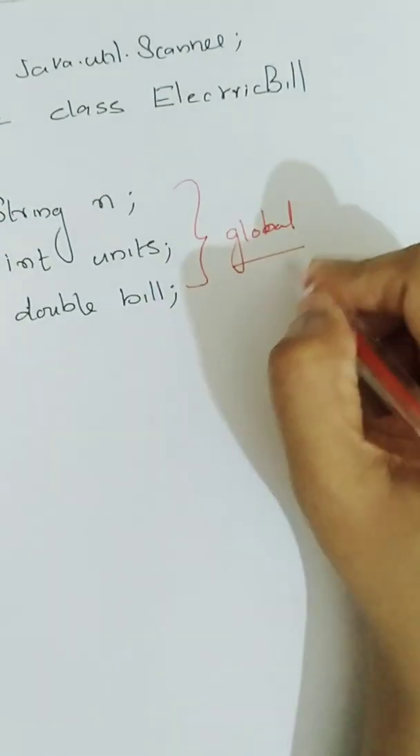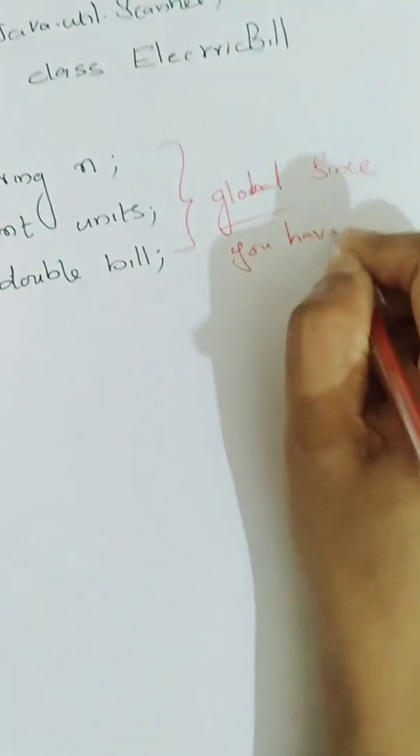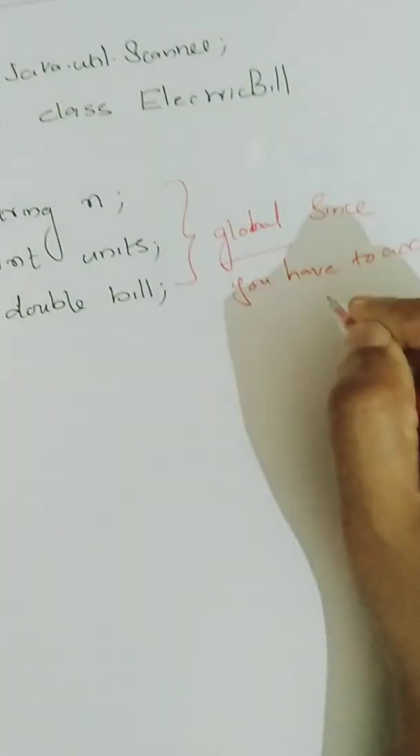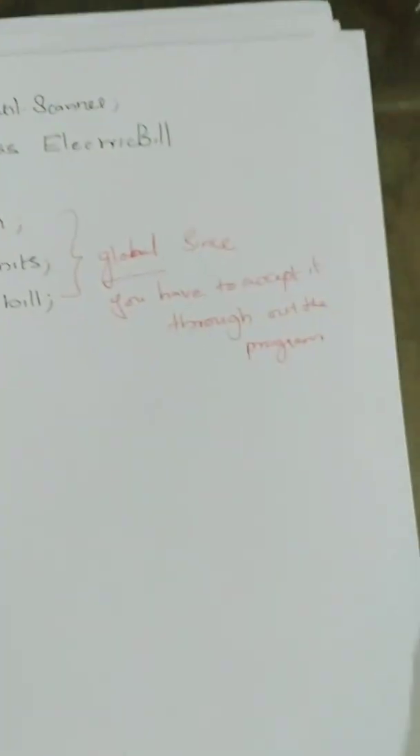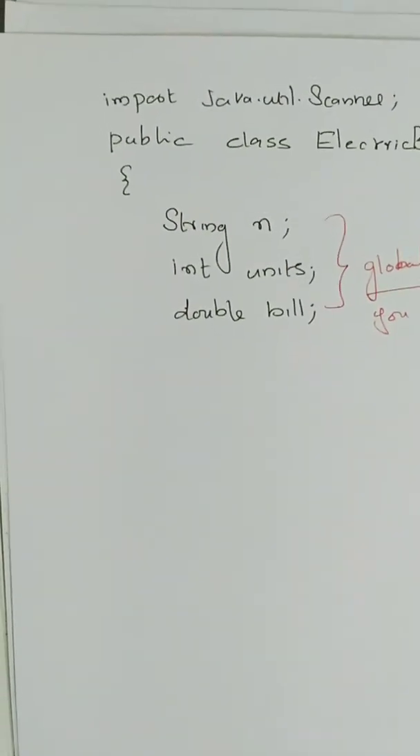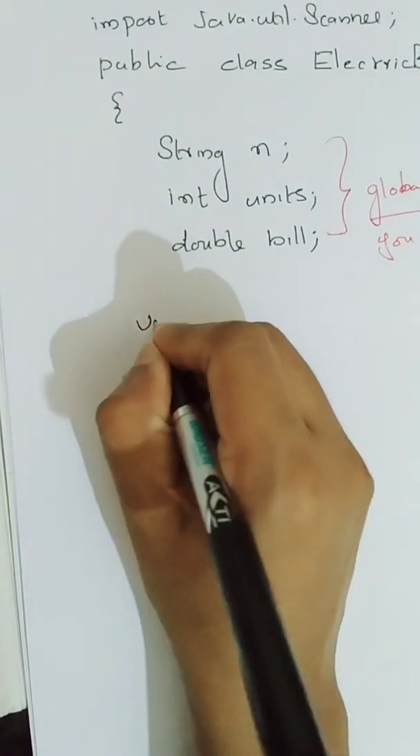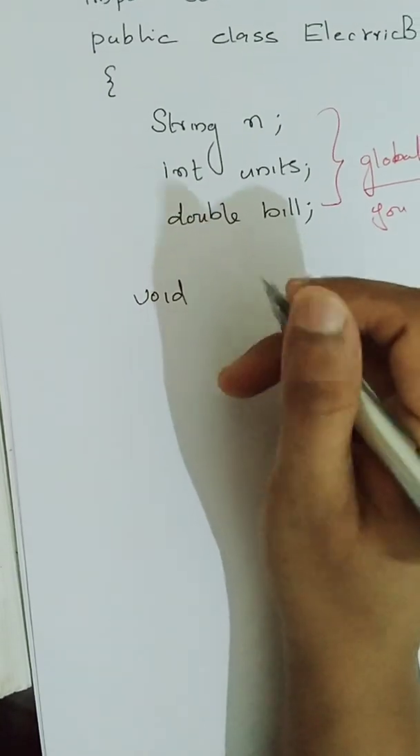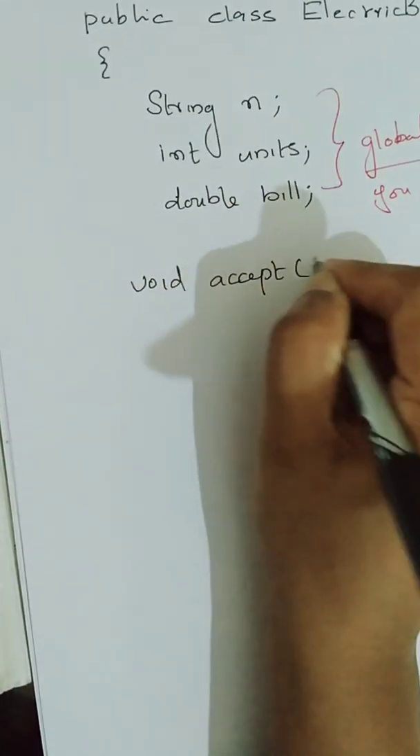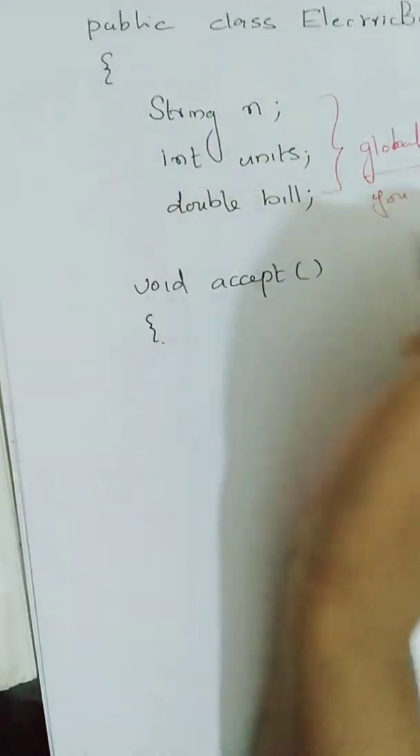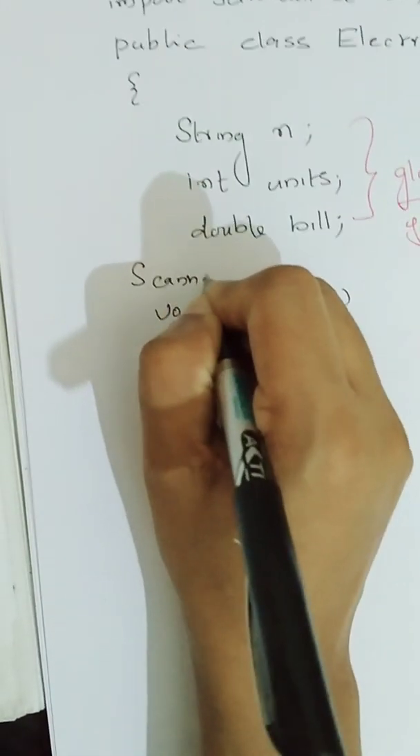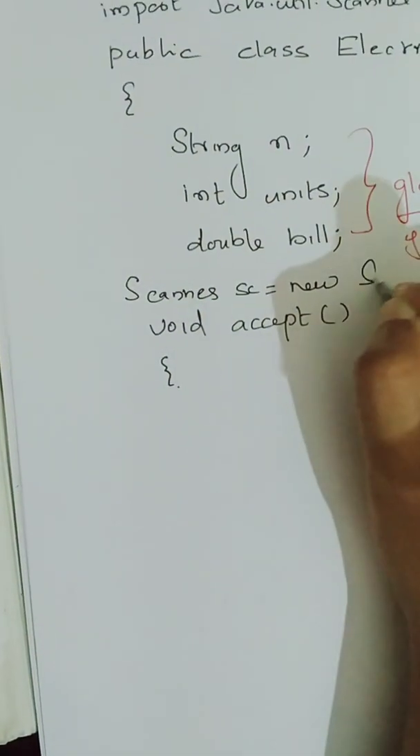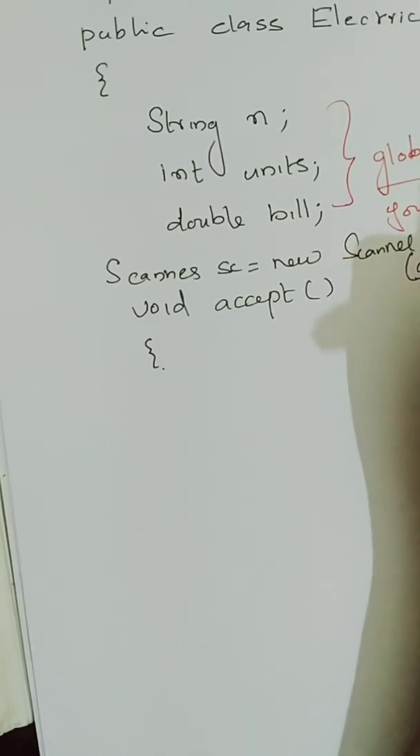Since you have to use it throughout the program, that is why I have declared it above as a global variable. Now I am going to start the method: void accept. Either you can declare a Scanner also. Here I am declaring the Scanner above the method: Scanner sc = new Scanner(System.in).